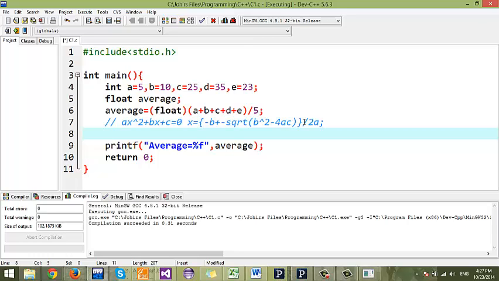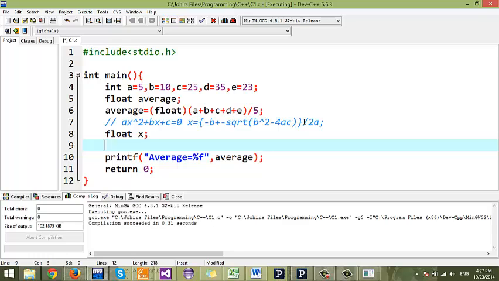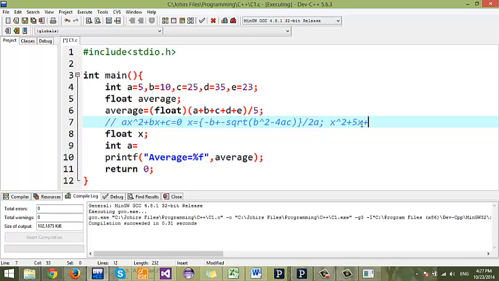Okay, float x, integer a equal to, well, let's write an equation. x square plus 5x plus 6. What's the result of this equation? What's the value of x? Probably minus 3 and minus 2. Let's see. So a equal to 1.